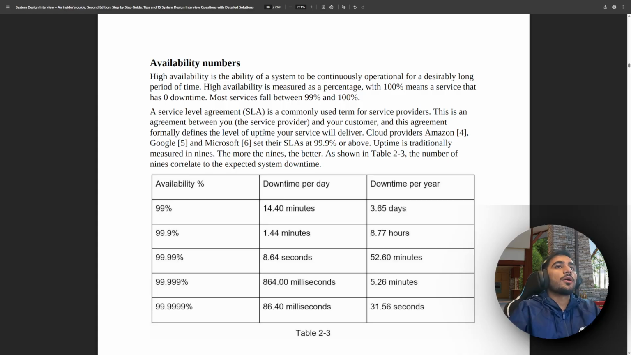So that's what the service level agreement between the service provider and customer means. And this agreement formally defines the level of uptime your service will deliver. Okay. So cloud providers, Amazon, Google, and Microsoft, set their SLAs at 99.9% or above.